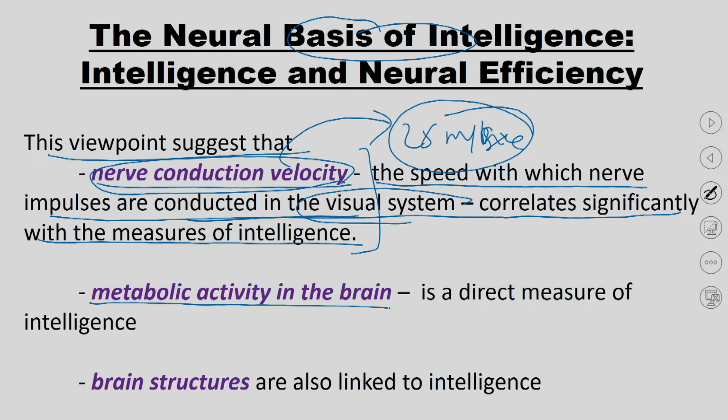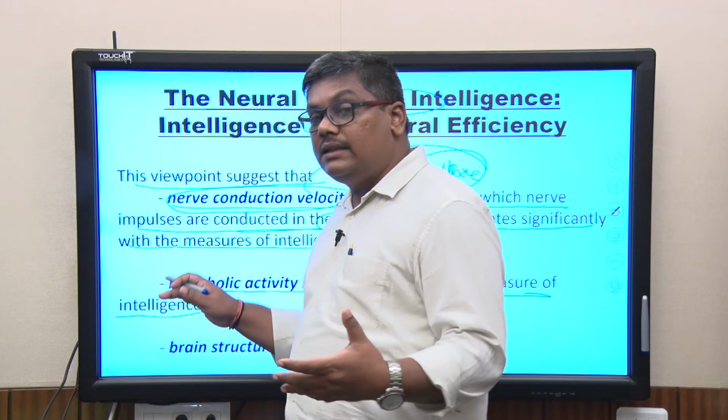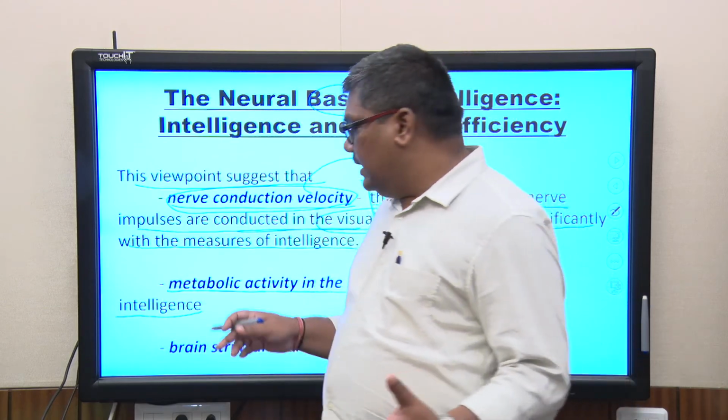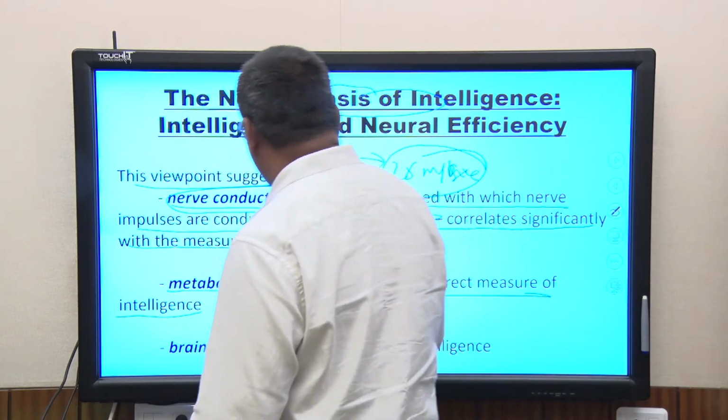Also, metabolic activity in the brain is a direct measure of intelligence. Intelligent people have different metabolic activities, which means that more oxygen is taken up by the brain when they do certain jobs, and that is reflected by a different kind of activity or different patterns in the brain. This difference, compared with a normal human being, is said to be intelligence.